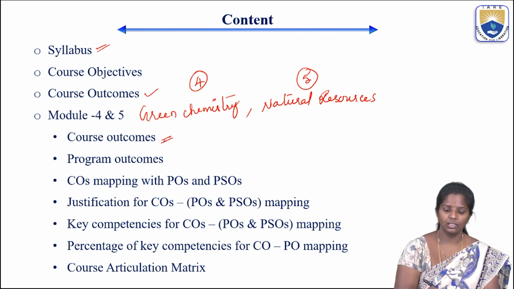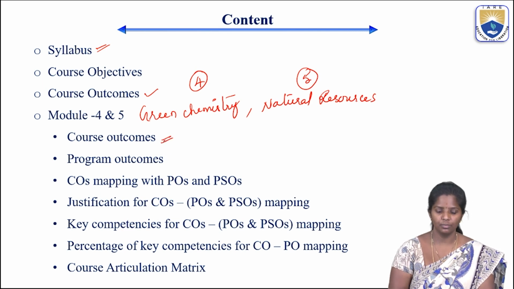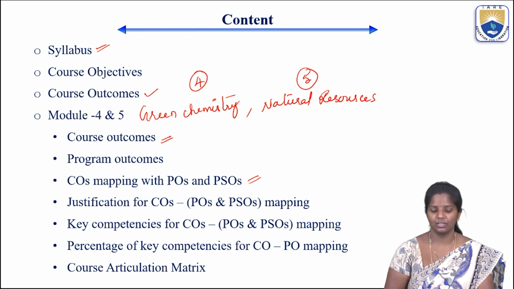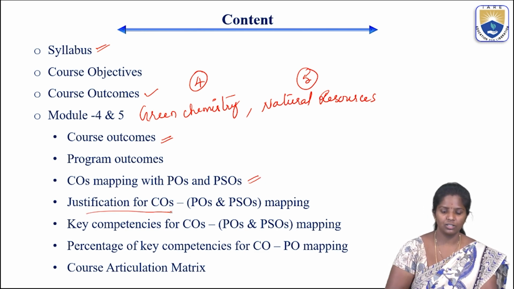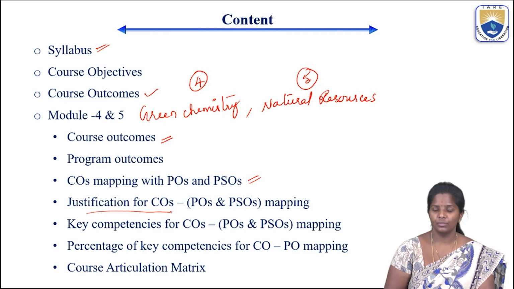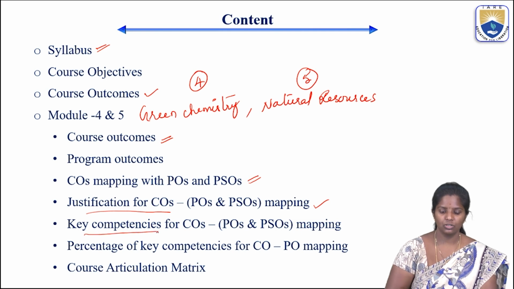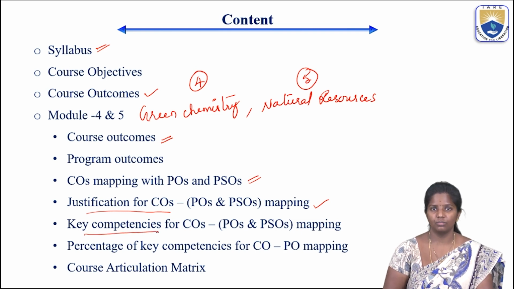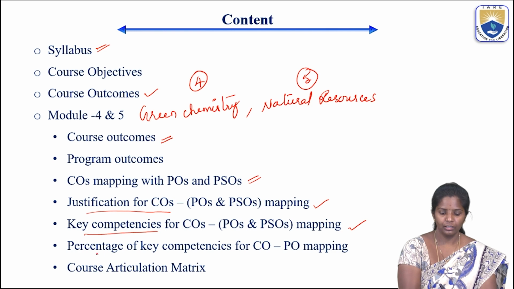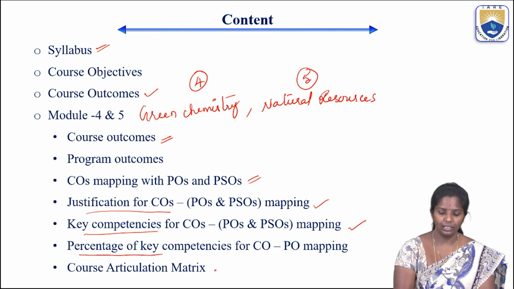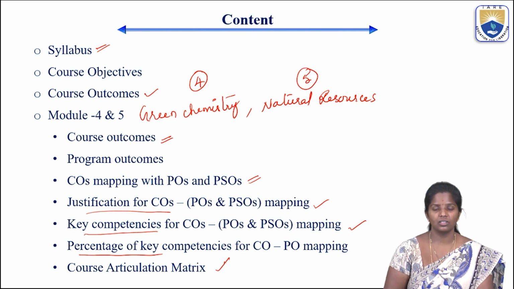So in that we will see the course outcomes, program outcomes, then course outcome mapping with program outcomes and program specific outcomes, then justification for course outcomes mapping, how they are justified depending on the key competence. So key competence for the course outcomes mapping, then the percentage of key competence for the CO-PO mapping, and finally the course articulation matrix for all the different course outcomes that are in the engineering chemistry.